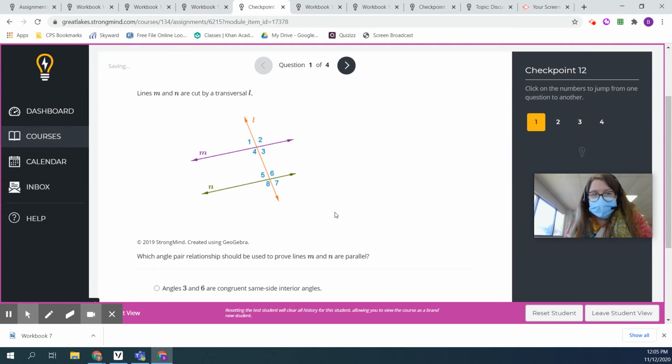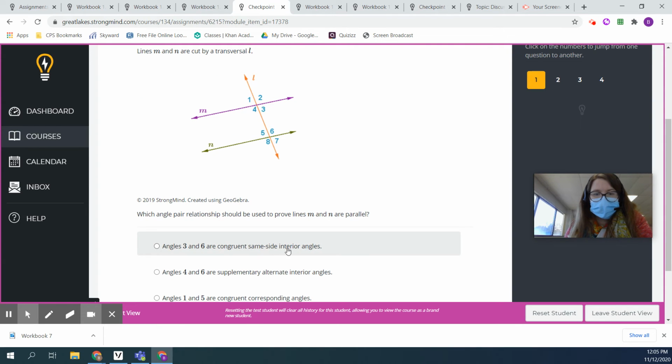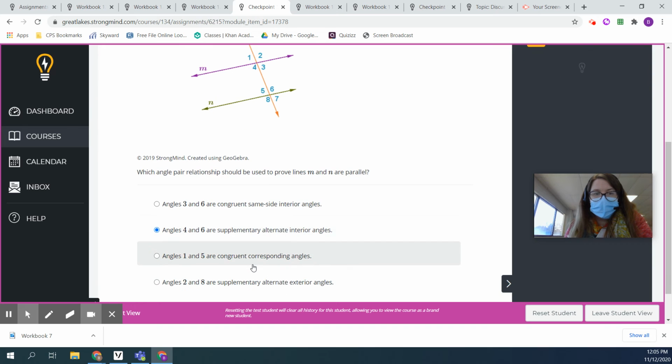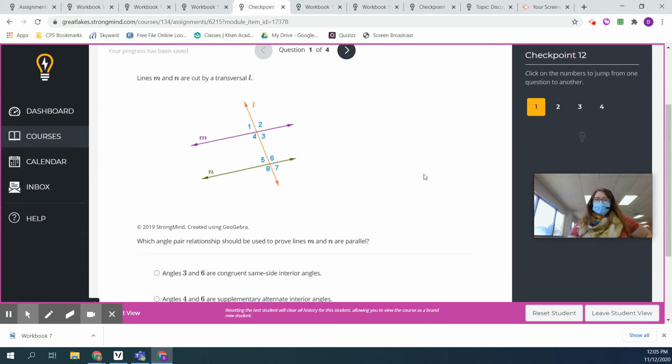Okay, checkpoint 12. Here we go. So M and N are cut by a transversal. So what can we use to prove that they're parallel? So 3 and 6 are congruent same side interior. 4 and 6 are supplementary. They're not congruent. Ooh, they're not. They are supplementary. No, they're not supplementary either. 1 and 5 are congruent corresponding. That would work. 2 and 8 are congruent alternate exterior. So look at that. They're trying to stump us with congruent and supplementary. Sneaky people.